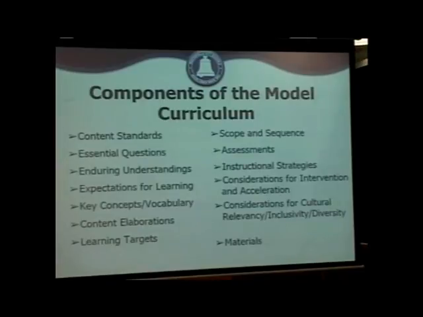Another component is the consideration for intervention and acceleration. As part of each adoption process, student data will be evaluated to determine the best curriculum and materials for Tier 1, Tier 2, and Tier 3 instruction. Tier 1 is that great first level of instruction that all of our students will receive. Tier 2 is slightly modified, additional differentiation. Tier 3 is even more so, and I can explain that in more detail if you'd like.